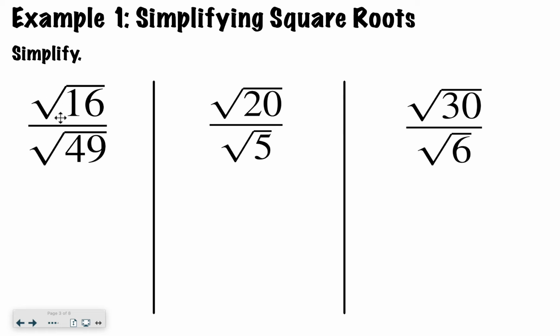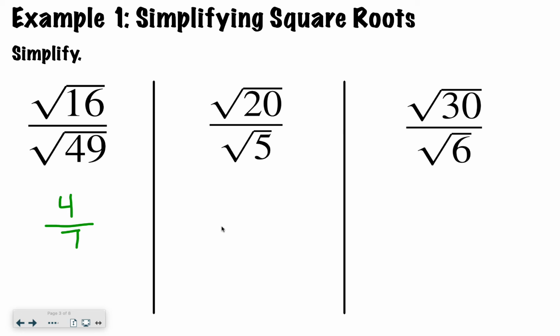Okay, so what you're going to do is you're going to see we have a square root of 16. Okay, so what is the square root of 16? The square root of 16, that's a perfect square. That's just 4. So I'm going to write 4 on the top. And then on the bottom, I have the square root of 49, which is just 7. So this first fraction just turns into 4 over 7. There aren't any square roots left in it. And sometimes that'll happen.